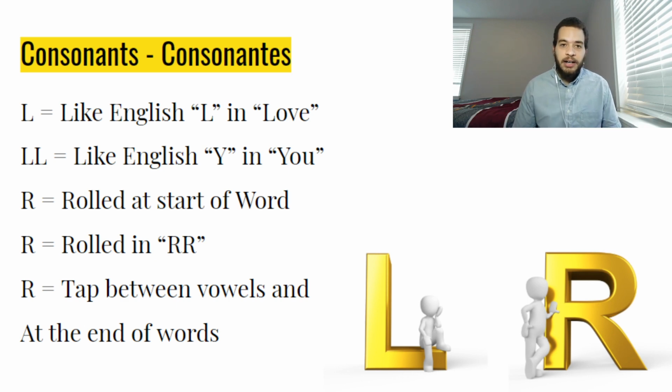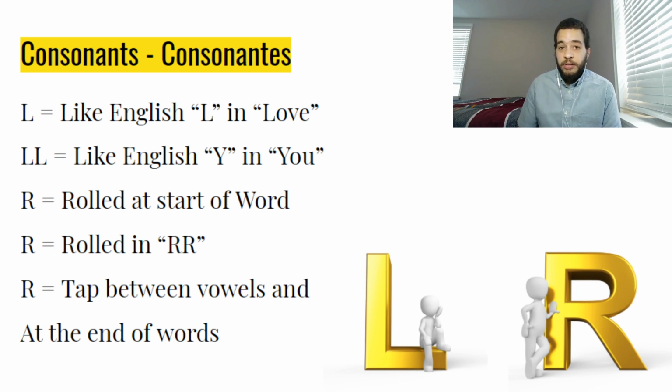Ra, ri, ru, re, ro. Now, if you speak Japanese, you'll find that this is pretty easy to pronounce for you because it is the same R sound that you see in Japanese. So again, if the R is at the start of a word, "rrr." If it's between letters or at the end of a word, "ra."